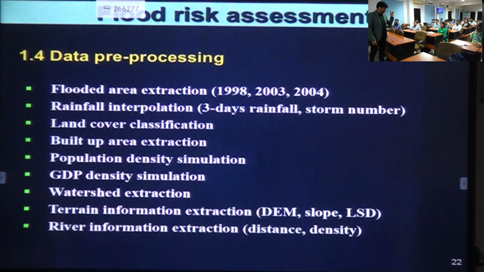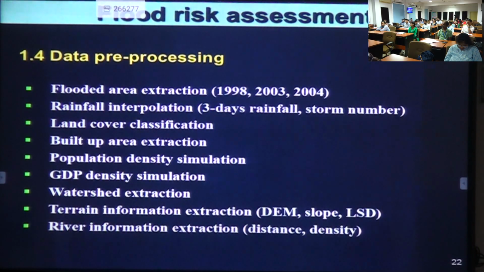Population density, you can get those data from the statistics department in India. I don't know who, maybe an economic unit of the government, I don't know what they call it. Watershed extraction, you can do based on the topographic map. In GIS you can do that. Terrain information, also topographic map in this case, but nowadays you can also have high quality DEM, LiDAR, whatever you have. Slope, then LST, all that. River information extraction, you can get it from the distance and the density of the river. Okay, clear?